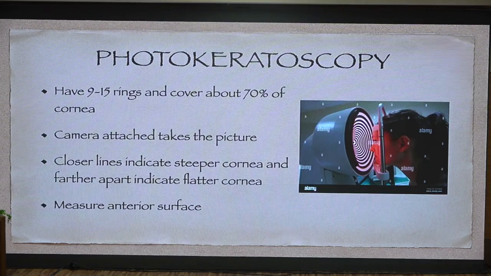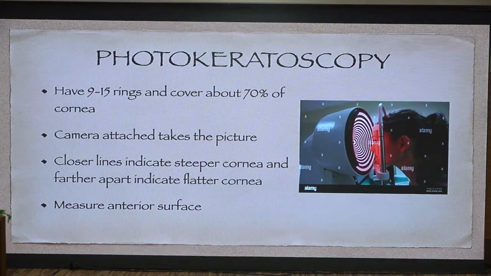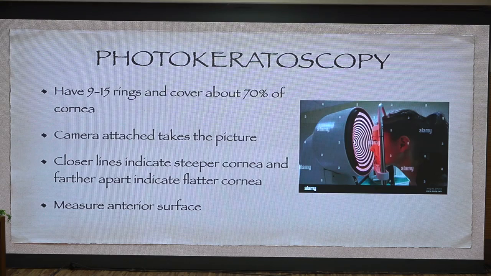Then there is photokeratoscopy. It also has rings, black and white rings. The advantage is that there is a camera attached which takes the photo, and the computer will analyze the anterior surface through this photokeratoscopy.